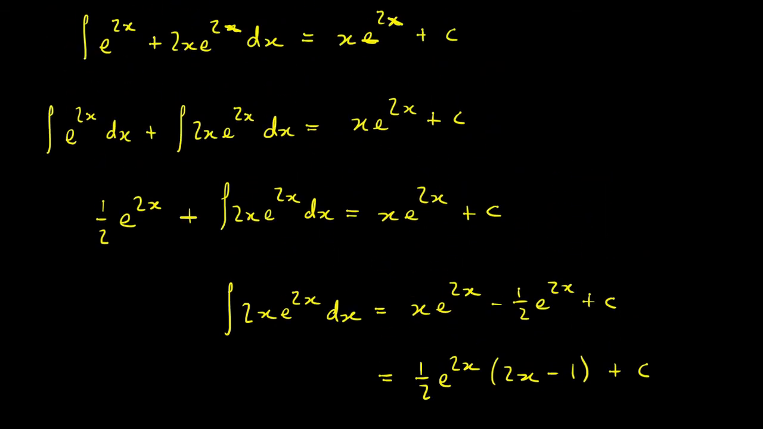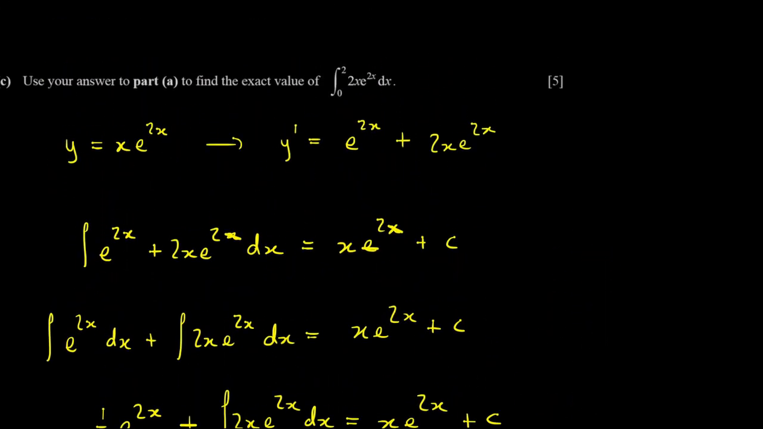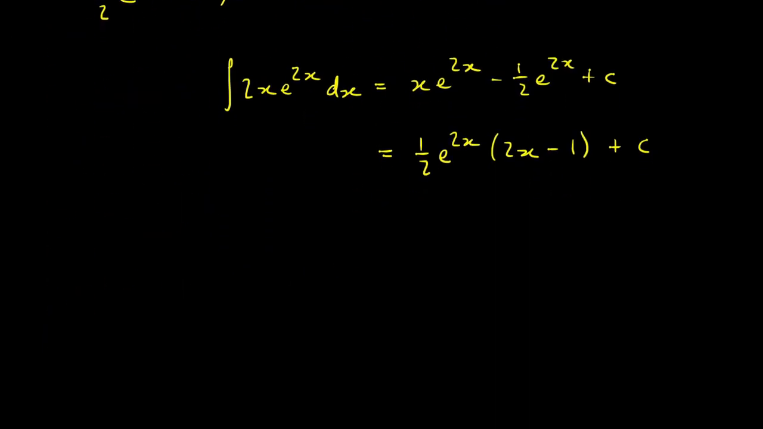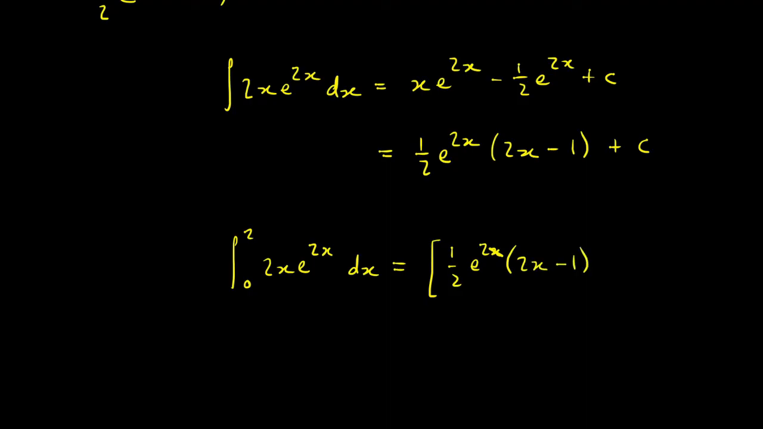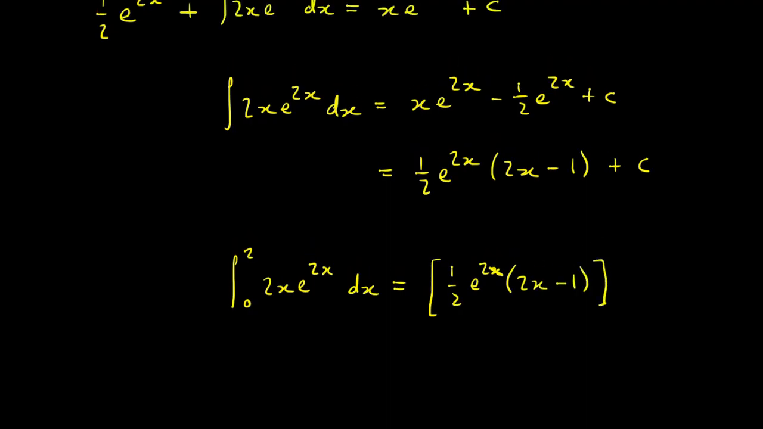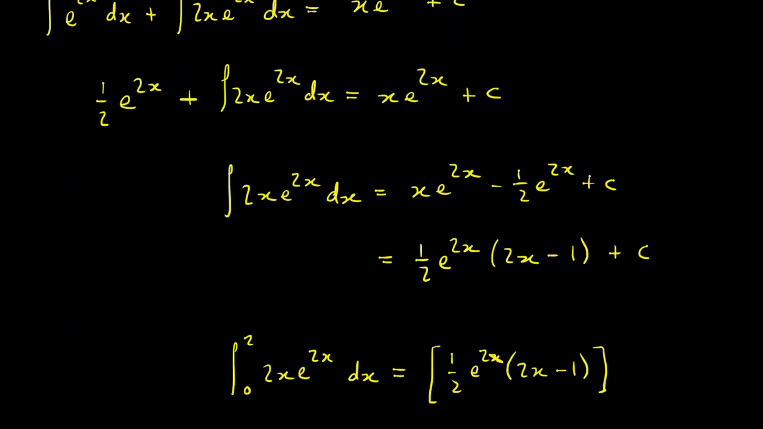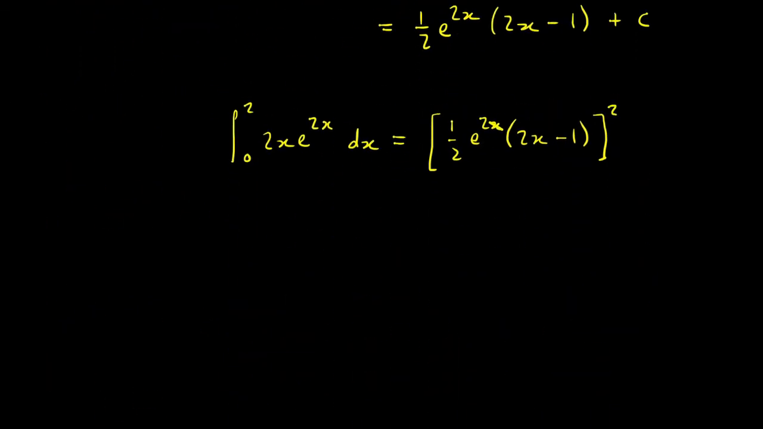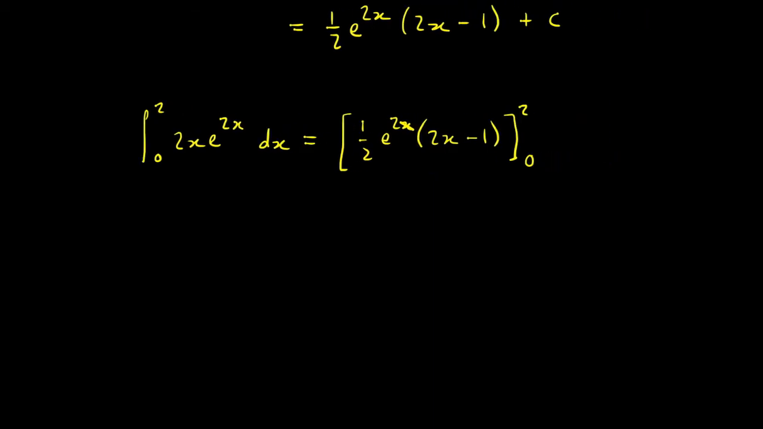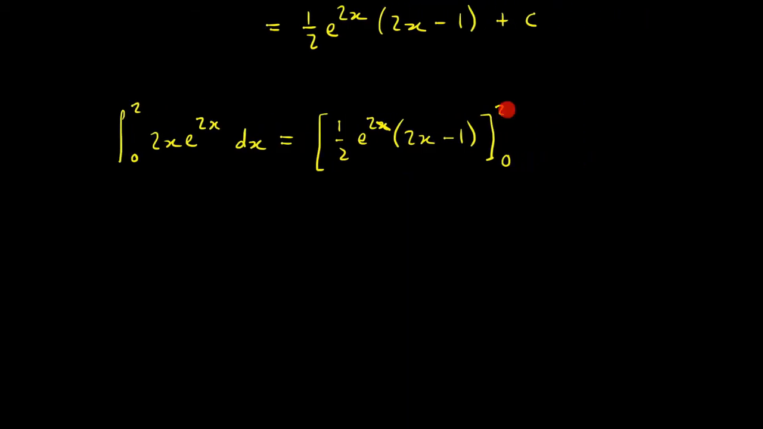Okay, now then, what we wanted to do is we wanted to find the definite integral between the boundaries of 0 and 2. So I'm going to change this now to a definite integral. So if we want to integrate between 0 and 2, 2x e to the 2x dx, then we're going to take this thing, the half e to the 2x bracket 2x minus 1. And we no longer need the c, but we need the square brackets, and we're integrating it between 2 and 0, or 0 and 2 to be more precise. Okay, well, having done that, what we next need to do is we need to take our upper bound 2 and substitute it into our function.